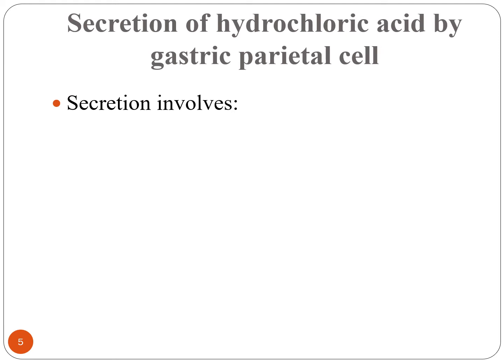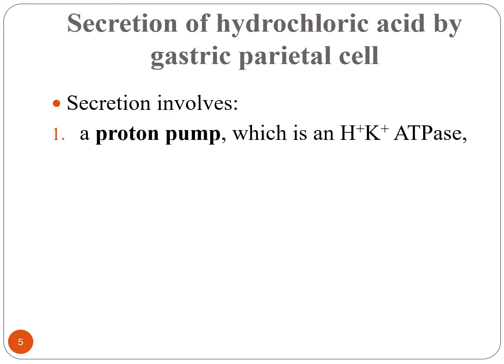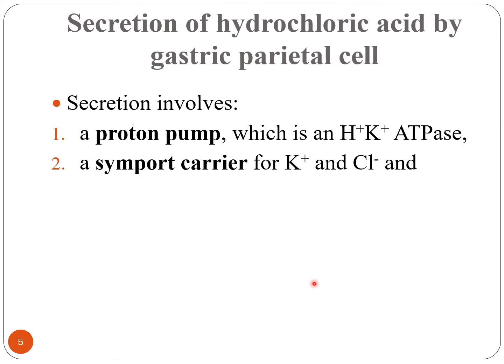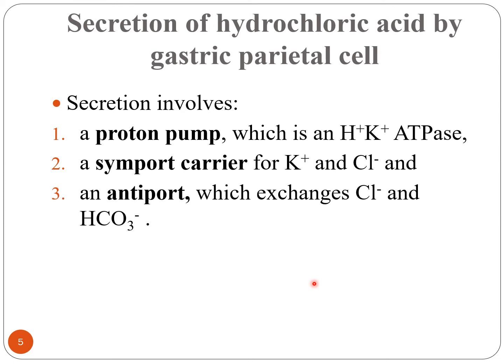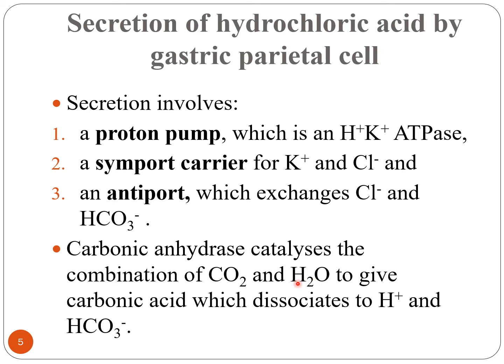As I mentioned, the secretion of hydrochloric acid by the gastric cell involves a proton pump, which is a hydrogen-potassium ATPase, a symport carrier, which is a potassium-chloride symport carrier, and the last, an antiport carrier, which exchanges chloride with bicarbonate. Bicarbonate goes outside to the plasma, and chloride goes inside the gastric parietal cell. Carbonic anhydrase, as we mentioned, catalyzes the combination of carbon dioxide and water to give carbonic acid, which dissociates to form the hydrogen ion and the bicarbonate.